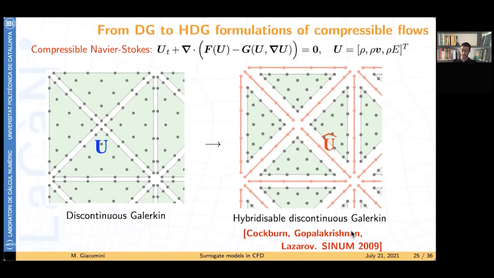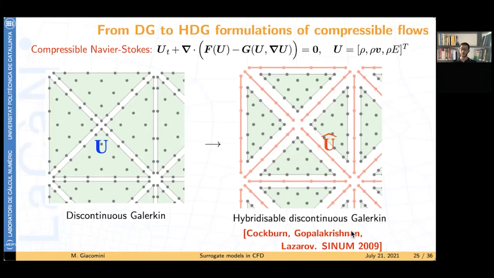And for this reason, in 2009, Bernardo Cockburn, Jay Gopalakrishnan, and Lazarov proposed the framework of hybridizable discontinuous Galerkin. HDG is basically a DG method in which the degrees of freedom within each element are eliminated by means of static condensation.